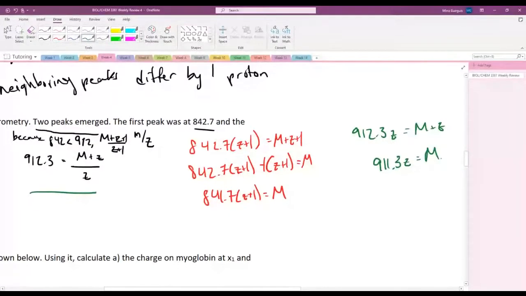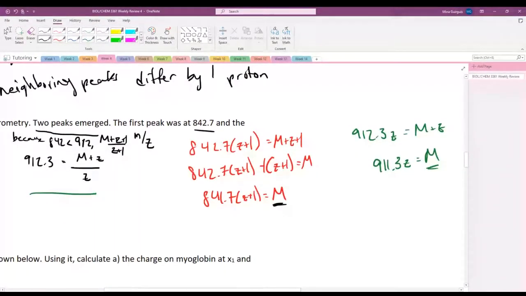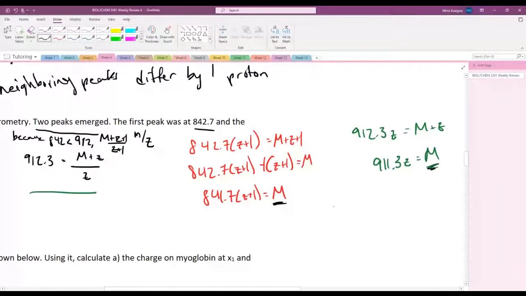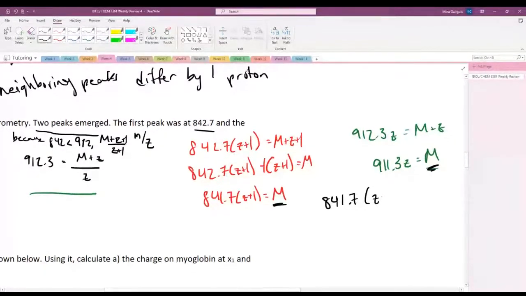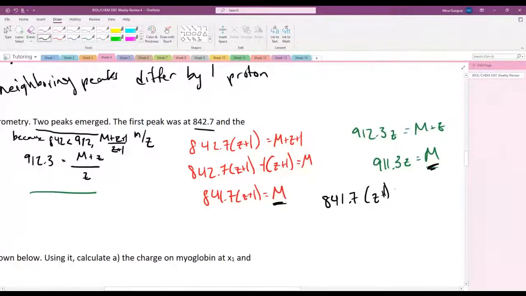Z equals M, and now we know that our molar masses are equal. They have to be, right? Because we're talking about the same protein here. Therefore, I can set these equations equal to each other. For the sake of convenience, I'm not going to keep changing colors since we're dealing with one equation now.